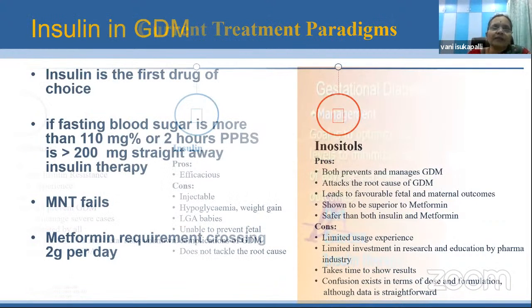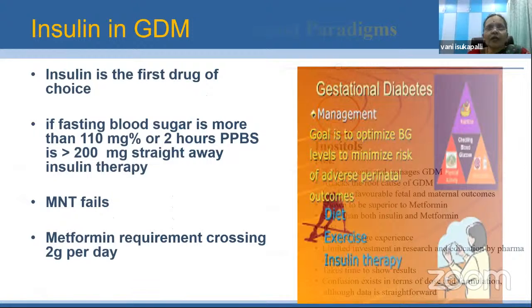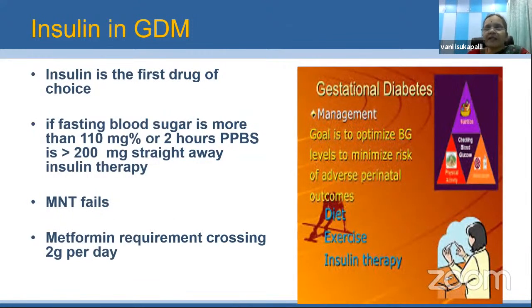Then coming to insulin. Initially, insulin was the only drug of choice for gestational diabetes mellitus. Even now, in many cases, it is the first drug of choice. If the initial fasting blood glucose is more than 110 or 2 hour is more than 200, it is a straightaway case we have to go for insulin, not for metformin. In any case where MNT fails, if you're not for metformin, yes, you have only one choice, that is insulin. Or if the metformin requirement has crossed 2 grams per day, you are left with no other option, you have to go with insulin.